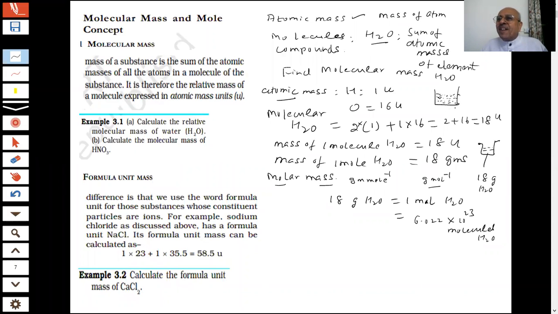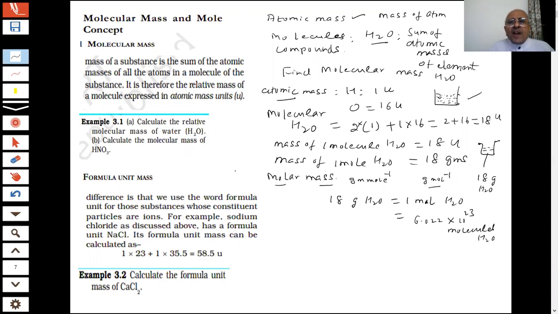It's not possible. And that is why we talk of attractive forces. We talked of attractive forces in one of the lectures. We talked of how much attractive force they have. They are forming hydrogen bonds, and they become liquid. Got it? That is why, students, now we are talking of molecular masses, grams per mole.